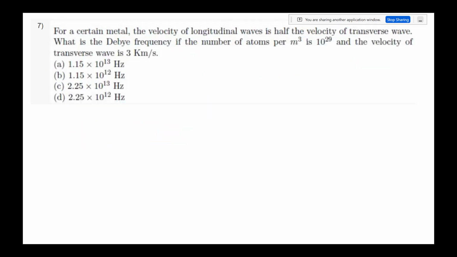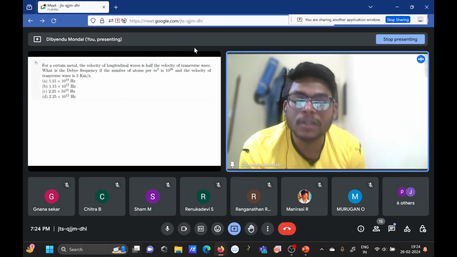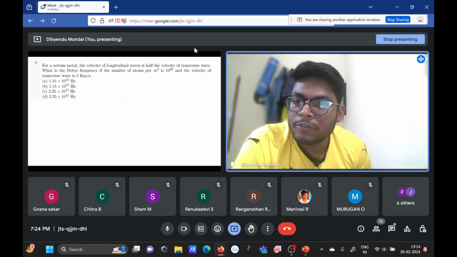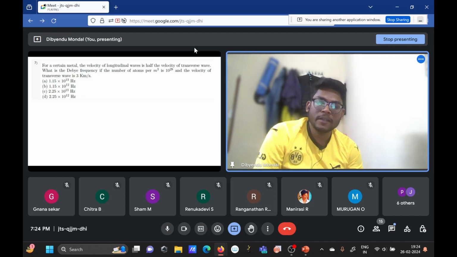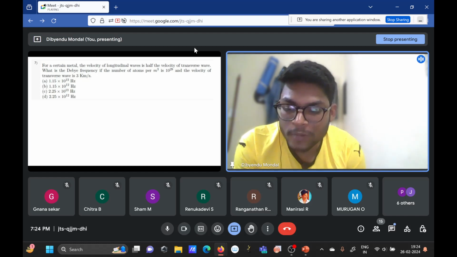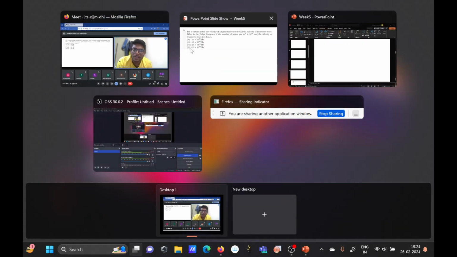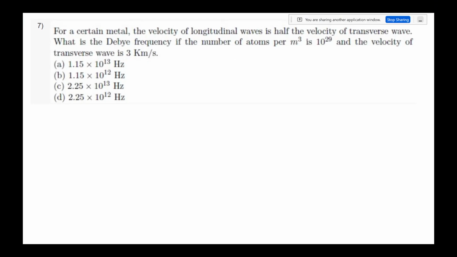Okay. So now this one. For a certain metal, the velocity of longitudinal waves is half the velocity of the transverse wave. What is the Debye frequency if the number of atoms per meter cube is 10 to the power 29 and the velocity of the transverse wave is 3 km per second? I expect that you guys do not know the formula, so I will write it here and then you solve it.